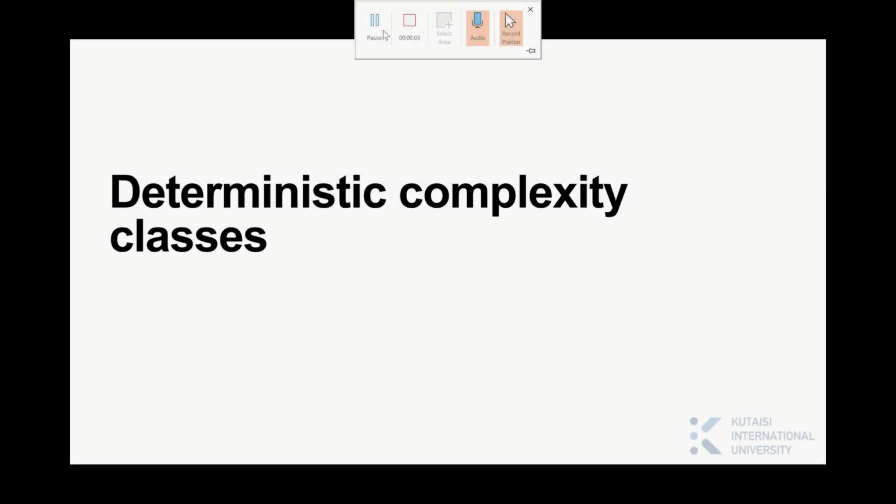Okay, the next topic is deterministic complexity classes. Up until this point, we were only concerned to answer the question, what is computable, what is not? So what is an algorithm and what is not? Basically this is the same question. But now we shift our attention to the question, okay, computable under what resources?